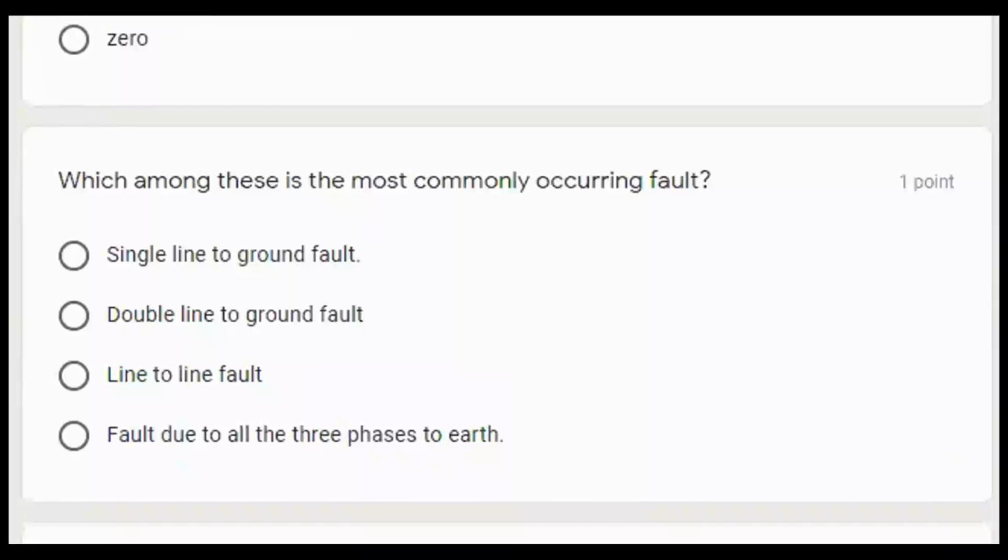Then 18th question. Which among these is the most commonly occurring fault? Approximately 70% of faults are single line to ground faults. First option.